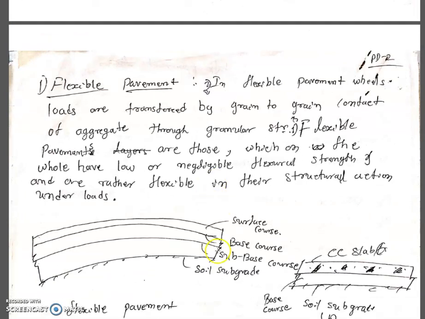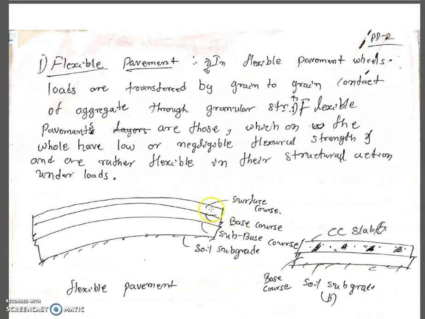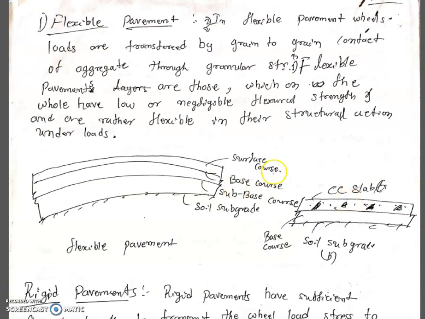it can be two types: binder course and surface course, or normally we will use the surface course. In flexible pavement, it will be bituminous course. In rigid pavement, it will be concrete surface.